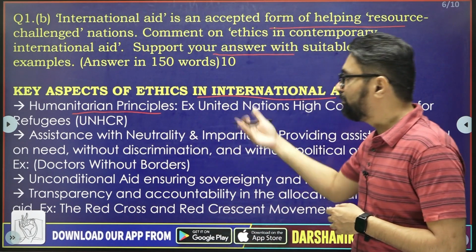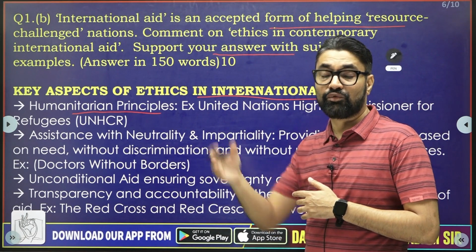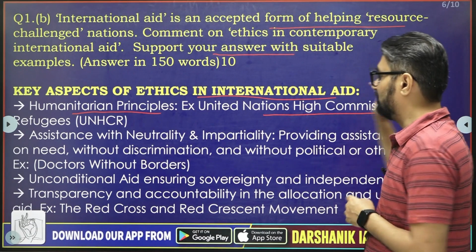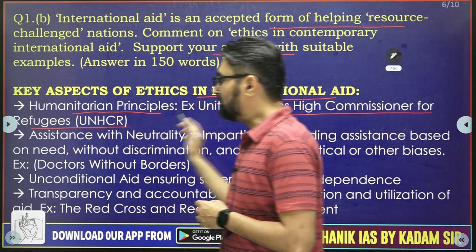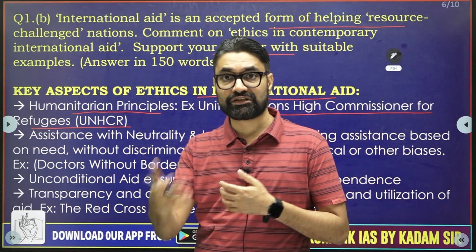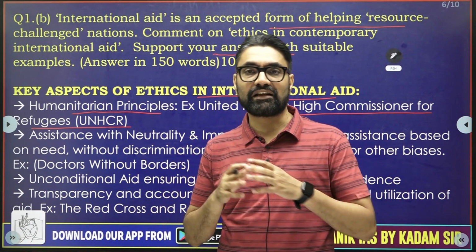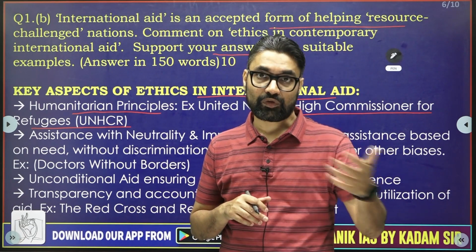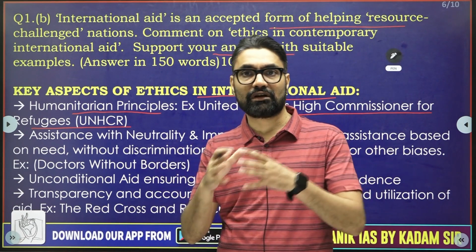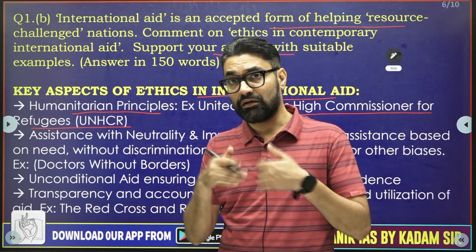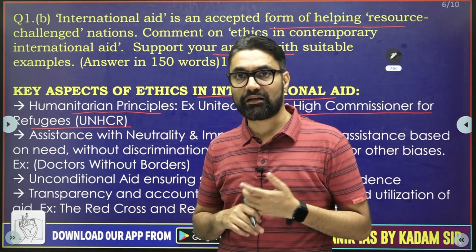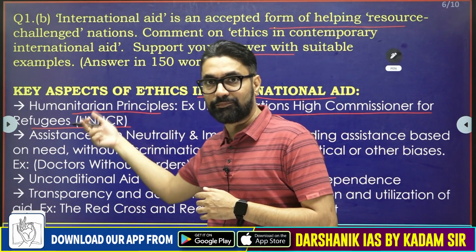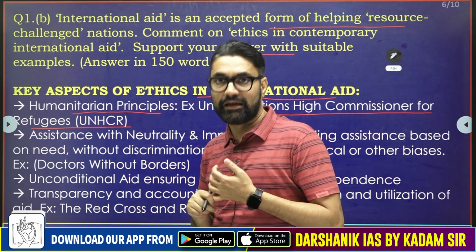To implement that humanitarian principle, there are many organizations that provide international aid based on it, such as the United Nations High Commissioner for Refugees. The UNHCR provides international aid and other support facilities for refugees from war-torn countries, or from countries that suffered climatic change or a drastic climatic tragedy, to help them. So the humanitarian principle is the first parameter in international aid.